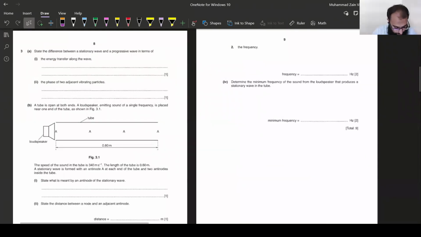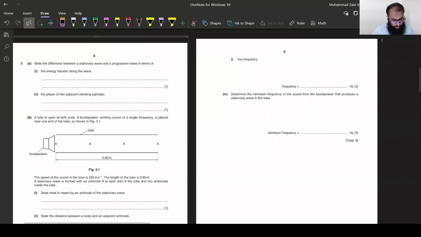Okay, so the next part: state the difference between a stationary wave and a progressive wave in terms of the energy transferred along the wave. So the answer to that would be that there is some energy which gets transferred along the wave in a progressive wave. But as I just told you guys previously, a stationary wave is formed by two waves superimposing on each other, and obviously they're sometimes interfering constructively and at other times interfering destructively.